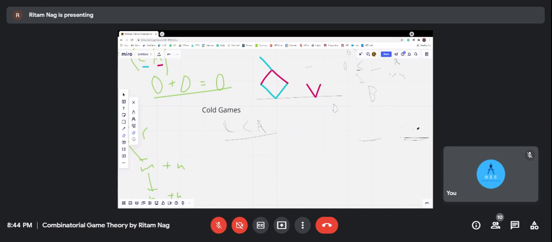So we can add, subtract, and all. Can we multiply as well? How do we multiply arbitrary games? I don't want to define multiplication of games right now because it does not have a good game theoretic interpretation. You can define multiplication of games formally, but it's hard to give you a game theoretic interpretation of that right now.